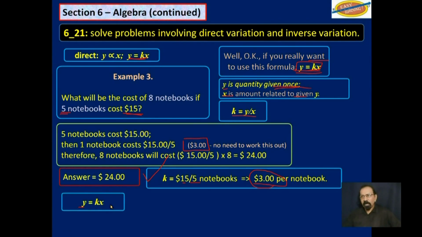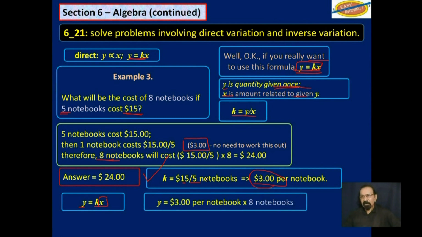So we want to find y. We know what k is and we know what x is, because x is now the other quantity given here that is not related to anything, which is 8 notebooks. So y is equal to k times x. You multiply that and you get $24. Okay, that may sound confusing. If you don't have to use it, don't use it. Use the simple method that you learned in grade 3 in primary school.